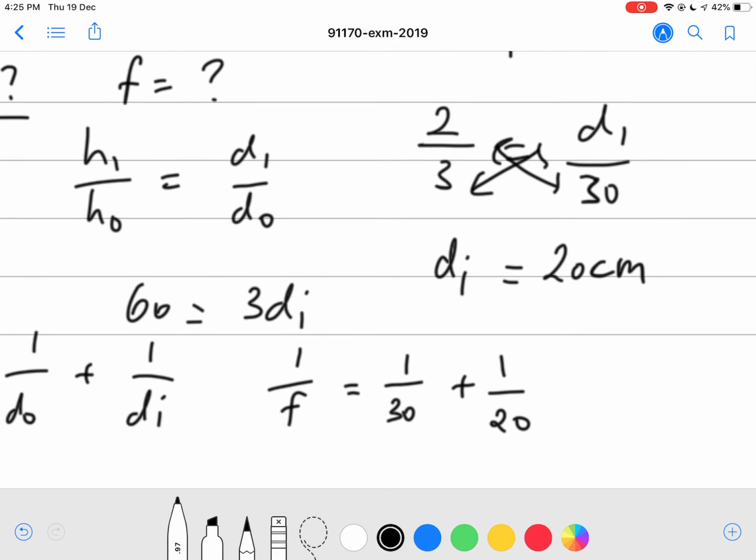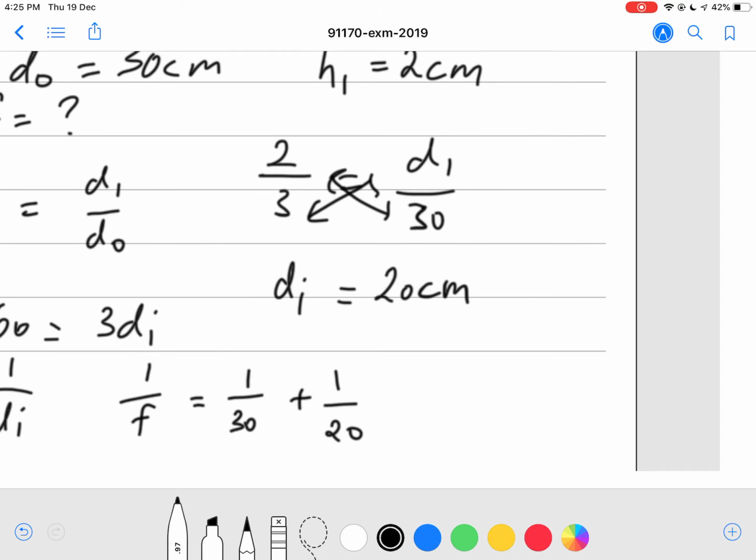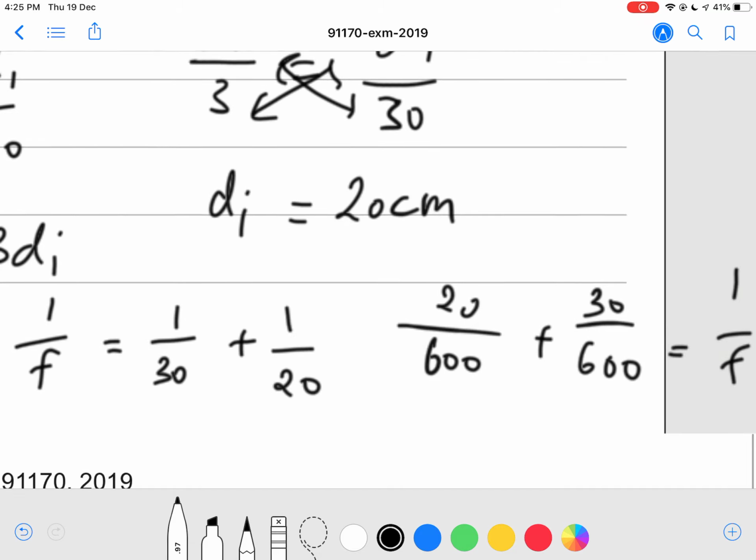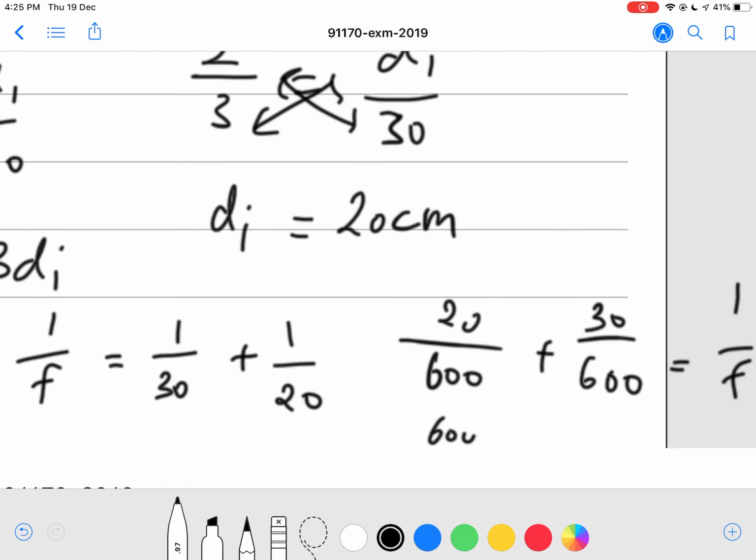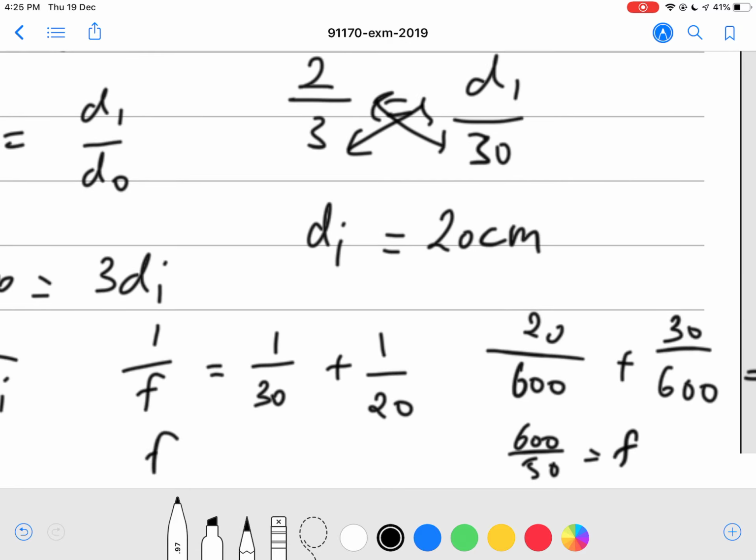Do need a calculator here. So 1 over f equals 1 over 30 plus 1 over 20, or 20 plus 30 over 600, equal to 1 over f. So therefore, 600 over 50 is equal to f. So our focal point should come out to be 12 centimeters.